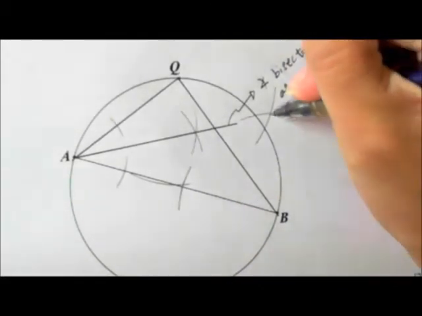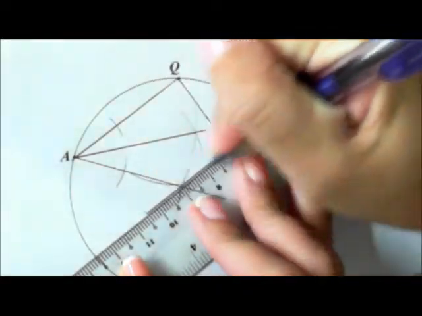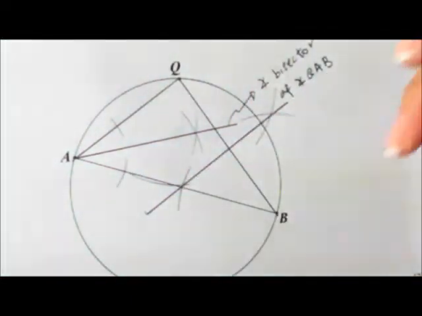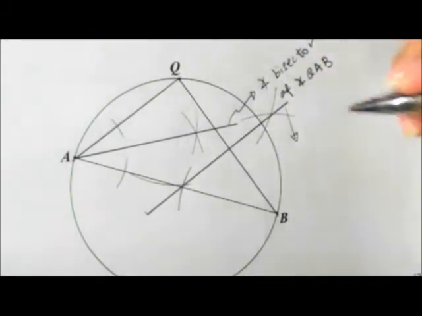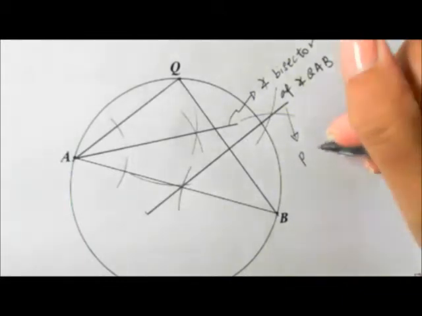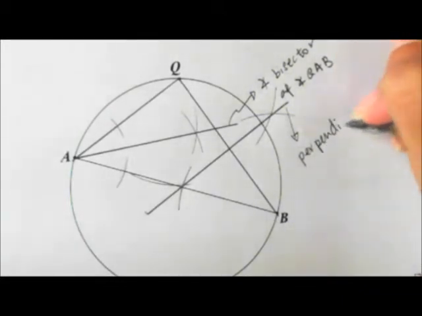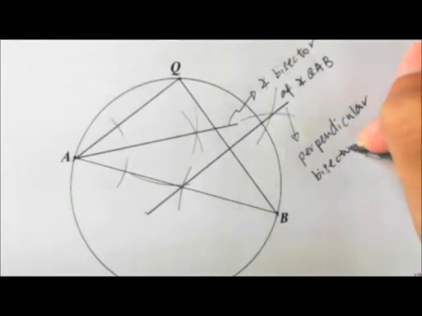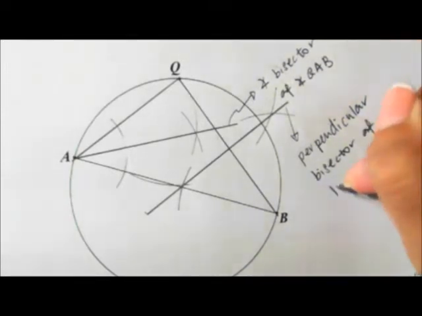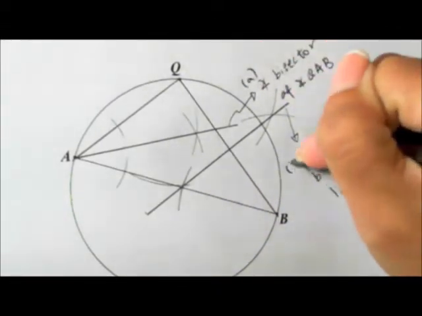Okay, you have 2 points. Join up the 2 points, and this line that you just drew is the perpendicular bisector of line QB. Okay, with that we complete part A and part B.